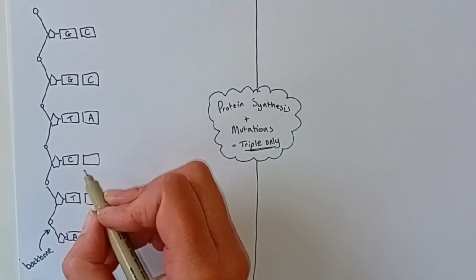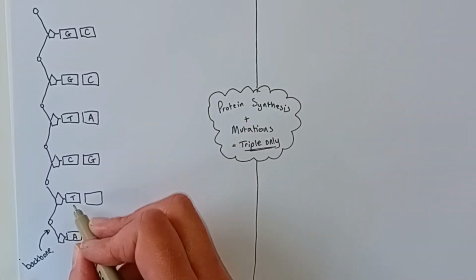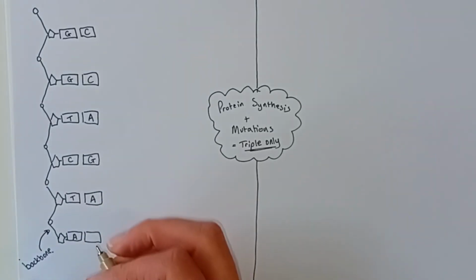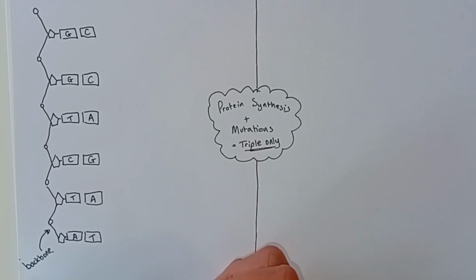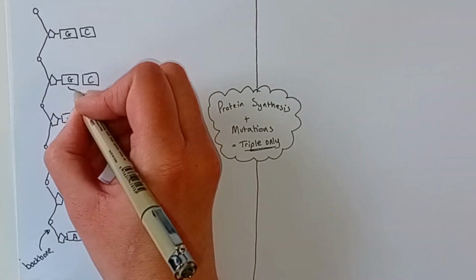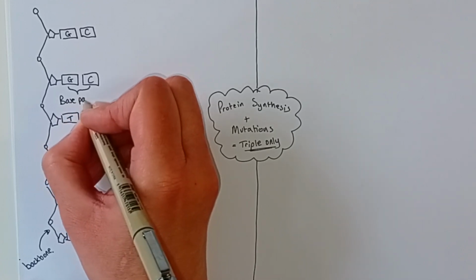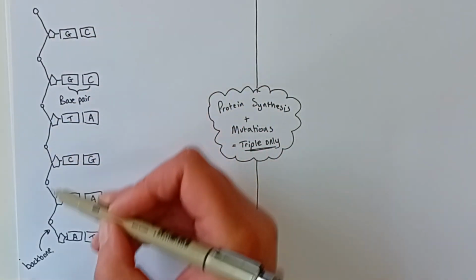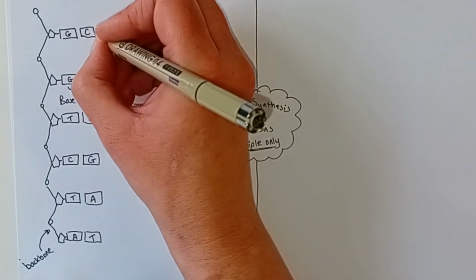So if there's a C there, there must be a G there. And if there's a T there, there must be an A there. And if there's an A there, there must be a T there. All right. So these are called base pairs. And just like there's a strong backbone holding these bases in this order, it's the same on the other side.